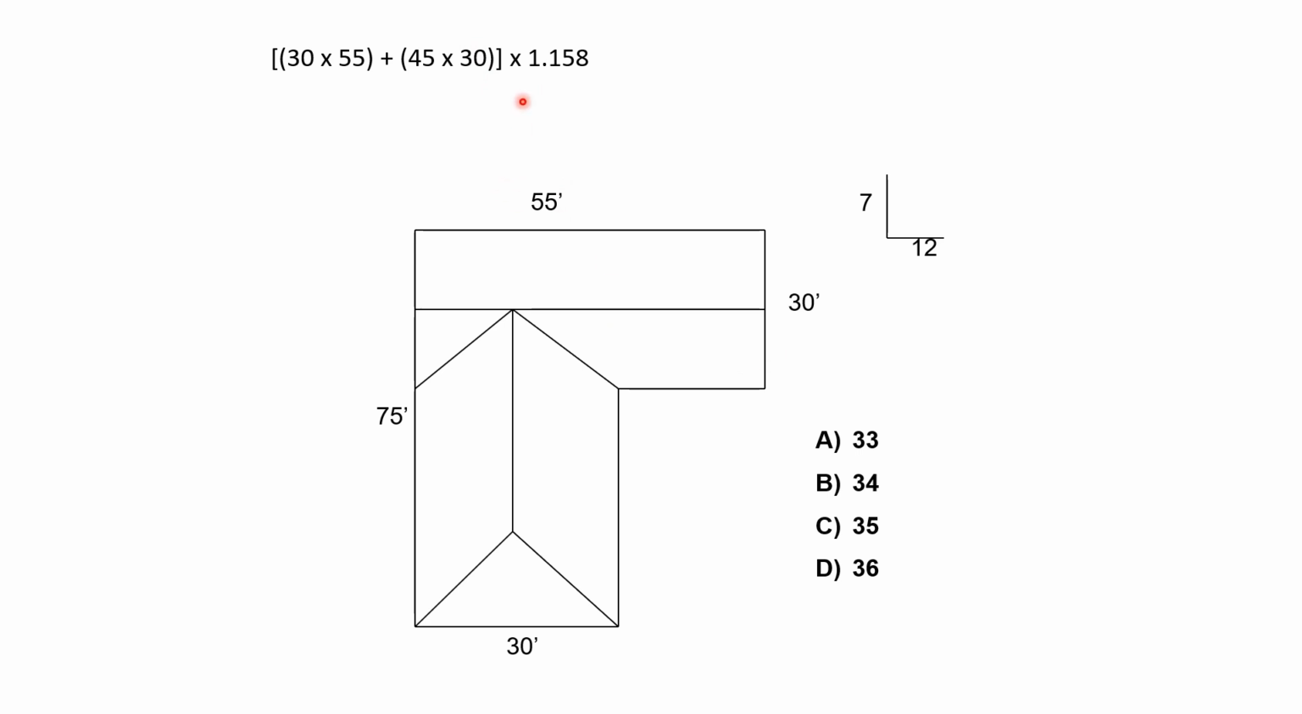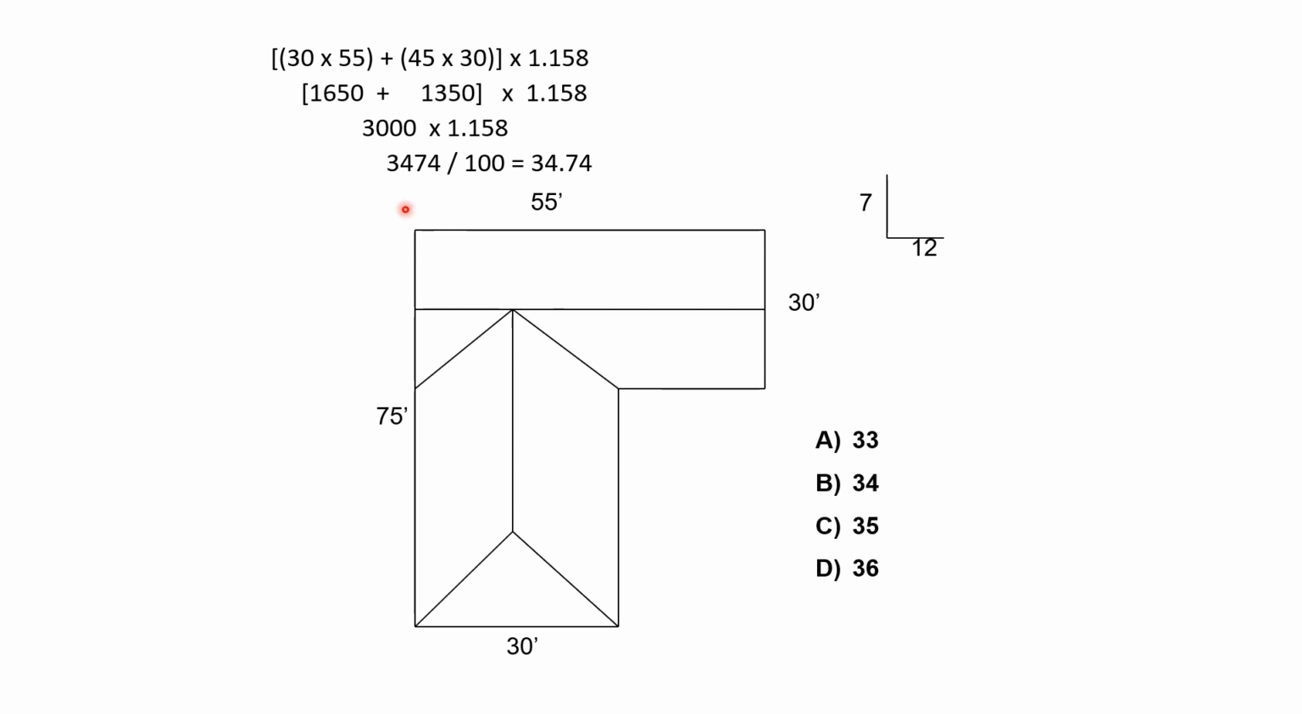And then our factor from our table, and you can look in the book, our factor from our table is 1.158 for a 7 in 12. Don't say pitch, it's slope. Okay, it is slope. There you go. So we're going to go on and crunch our numbers. 1650 plus 1350 is 3,000 times 1.158.